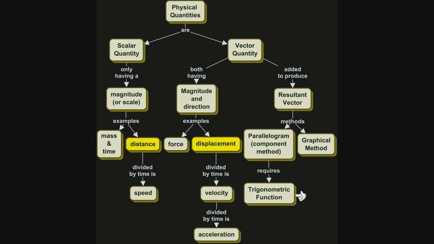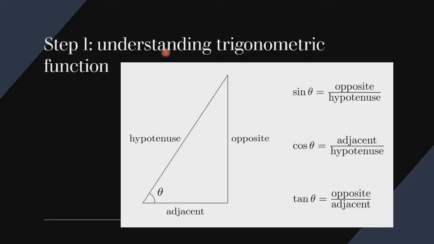The parallelogram method requires trigonometric functions and the Pythagorean theorem. So first of all, we are going to understand what a trigonometric function is. Now, for example, if this is a triangle, this is the angle theta. Opposite to the angle theta is called the opposite. And the line next to the theta angle is called the adjacent, while the longest line in this right triangle is called the hypotenuse.